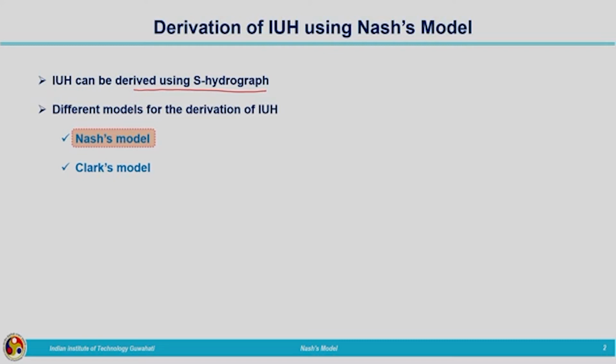Why do we want to have instantaneous unit hydrograph? In that case, we do not have to bother about the duration. Otherwise, for deriving the unit hydrograph or direct runoff hydrograph, we need to have a specific effective rainfall having a duration d, and corresponding to that we need to have the stream flow records. But always it is not easy to get a uniform rainfall for a duration of d. In such cases, if the duration is not having any importance, that will be better.